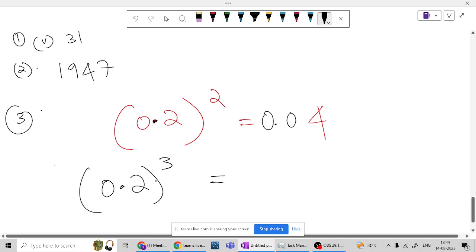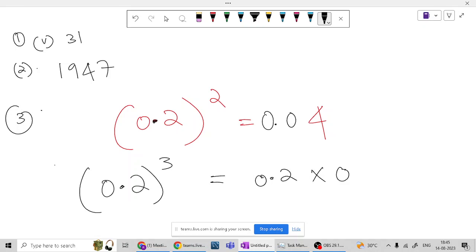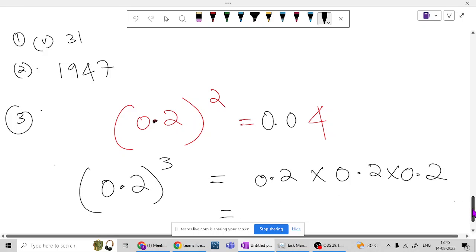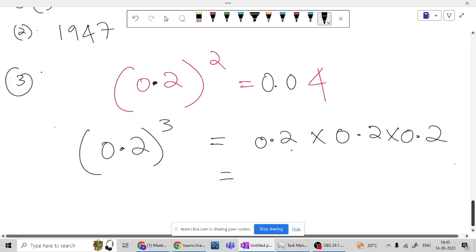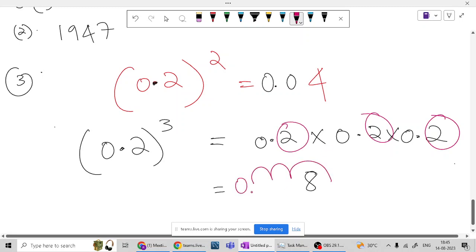Cube. What is 0.2 cube? So 0.08, sir. No, wrong. Try this, students. So 0.008, sir. Yes. First multiply all the numbers. 2 into 2 is 4. 4 2s are 8. And then how many decimal places do we have? 1, 2 and 3. So you should have 3 decimal places. What's the final answer? 0.008.